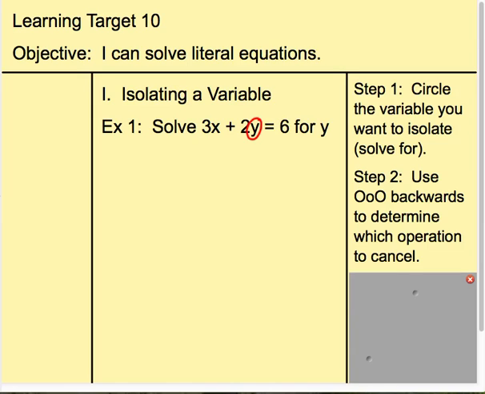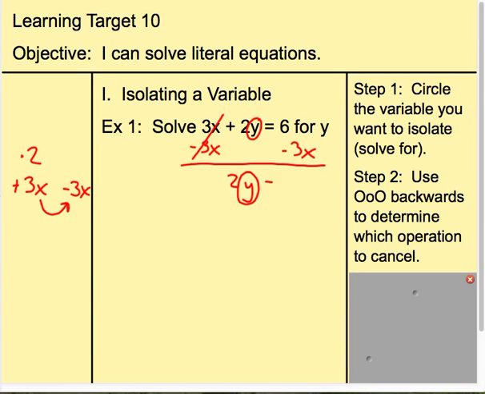Alright, so if I knew what y was, and I substituted it in, order of operations would tell me first to multiply by 2. After I multiply by 2, I would add the 3x. So notice we've got a variable involved in our steps this time. So in order to solve for y, we need to use order of operations backwards and start by canceling the positive 3x by subtracting it from both sides. Alright, on the left-hand side, it cancels, leaving me with 2y. I'm going to keep my variable circled. On the right-hand side, 6 minus 3x.